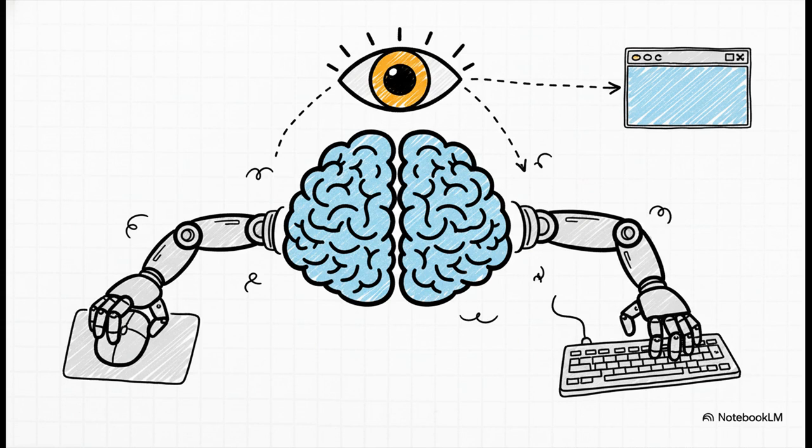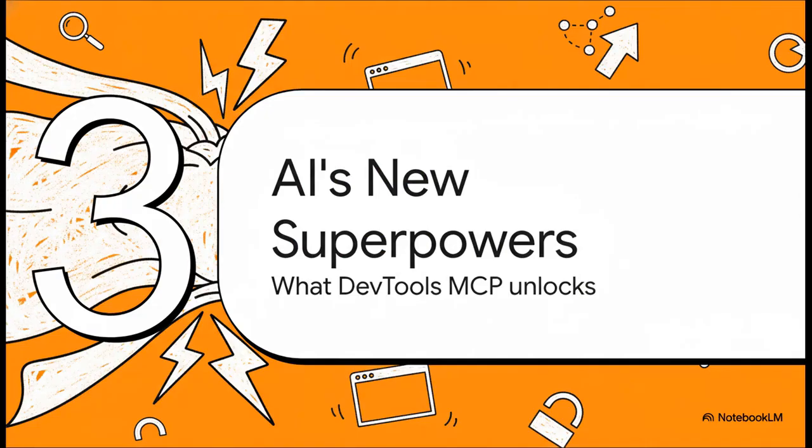Really, the whole idea is as simple as this. When you install this tool, you're giving your AI the ability to see a web page, move a virtual mouse, and type on a virtual keyboard, all inside of Chrome. It can now interact with the web just like a person would. So, what does this actually let you do? What can your AI do with these brand new senses?